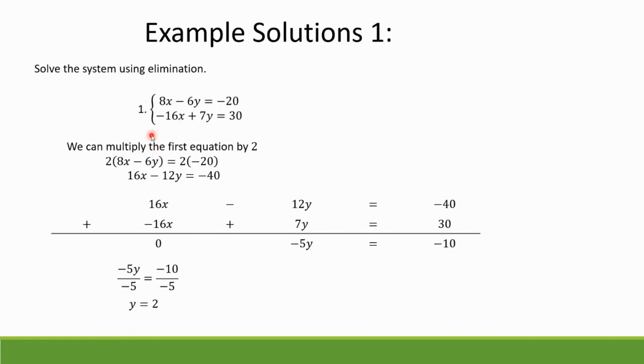So here we had 8x. Now, if we multiply by 2, this would become 16x, right? Here we have -16x. So if we were to add these, the x's would go away. So let's do that. We're going to multiply the first equation by 2, both sides, that is. We get 16x minus 12y is -40, okay? 16x minus 12y equals -40, and this would be our new first equation, so to say. So now if we were to add, you can see that the x is gone. The coefficient becomes 0, and so the x is gone.